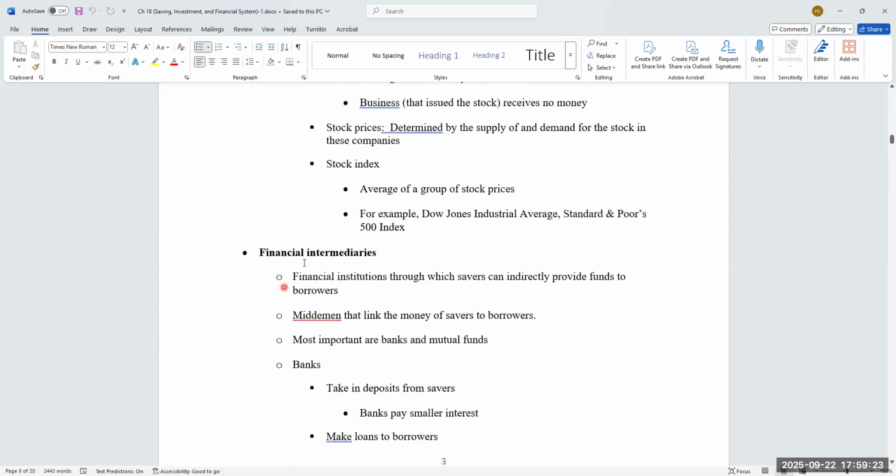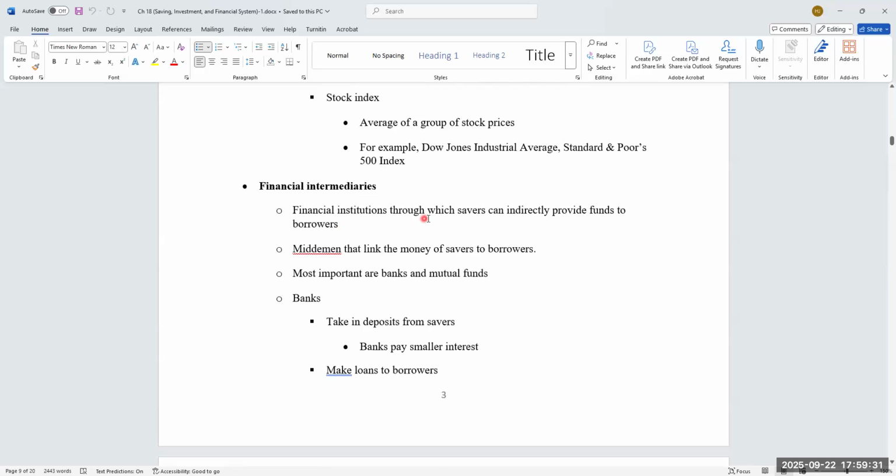Let's move on. Financial intermediaries. What are financial intermediaries? Financial institutions through which savers can indirectly provide funds to borrowers. Financial intermediaries are middlemen that link savers with borrowers, or at least the money. Because when you and I put money into Bank of America, we are the savers, and Bank of America then lends the money to the borrowers. We never meet the borrowers ourselves.